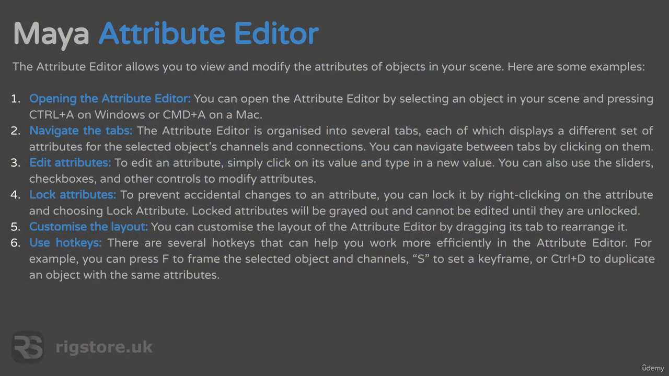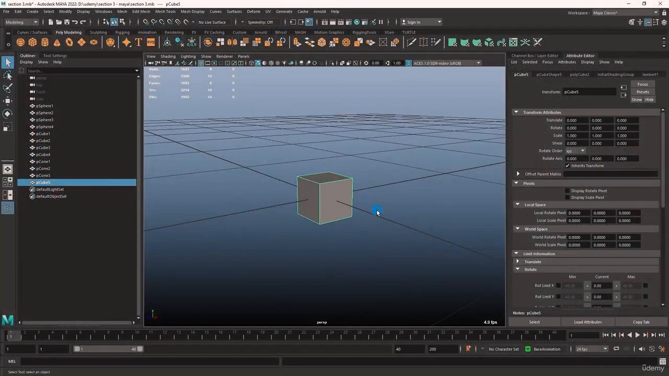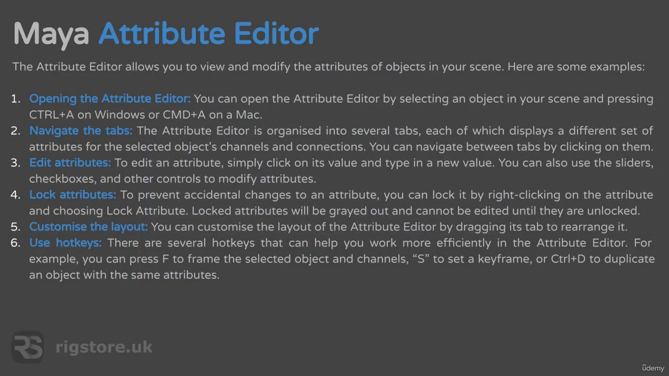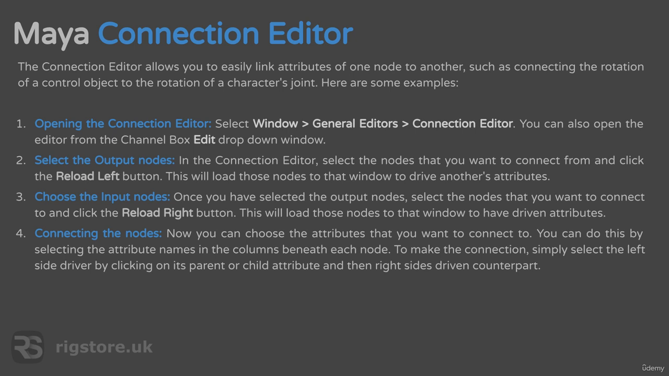Using hotkeys. There are several hotkeys that can help you work more efficiently in the Attribute Editor. For example, you can press F to frame the selected objects in the channels, as we spoke about. You can press S to set keyframes, as you will see things highlight in red here, or Ctrl-D to duplicate an object with the same attributes, although the connections will not be duplicated, as you can see now in the editor.